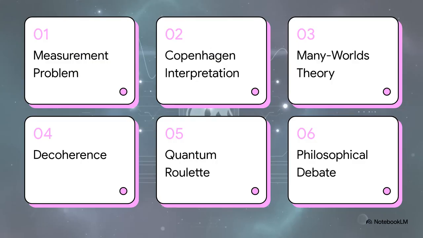So, here's our roadmap for this explainer. First, we'll look at the quantum measurement problem, then move to the Copenhagen interpretation, and then enter the many worlds interpretation. After that, we'll break down the mechanics of decoherence, play a little quantum Russian roulette, and finally wrap up with the great philosophical debate.